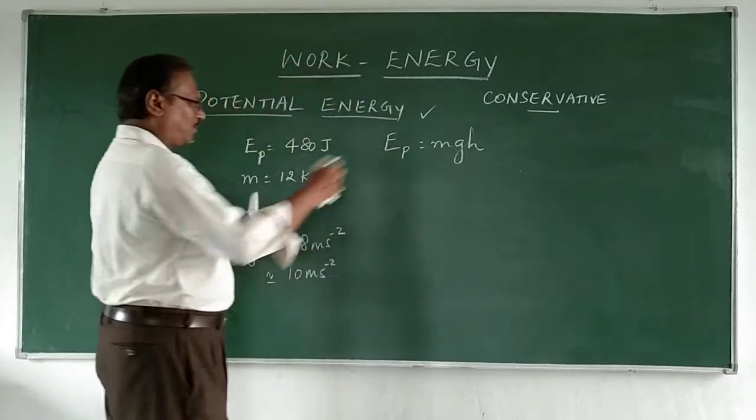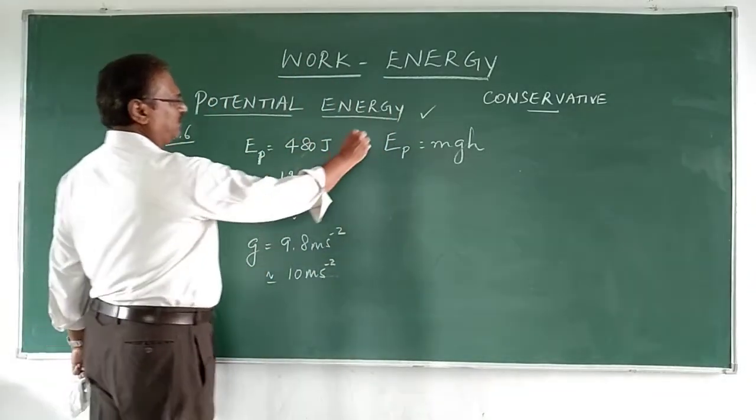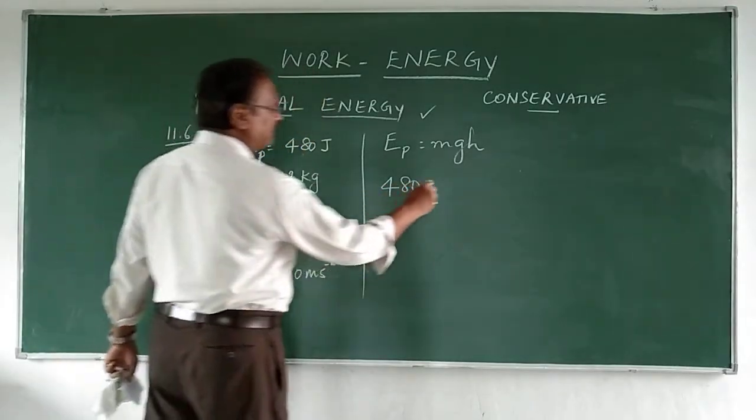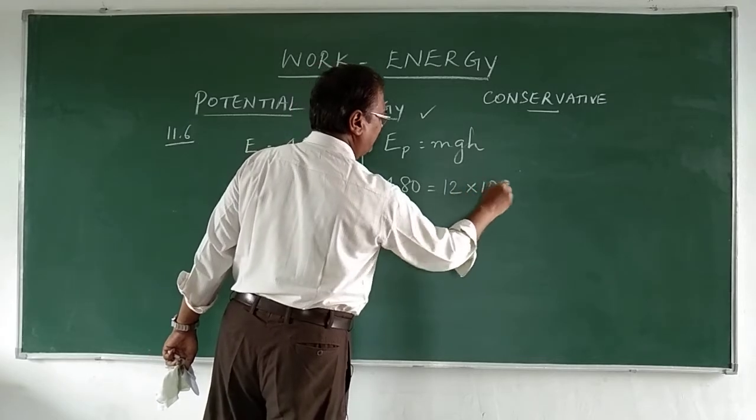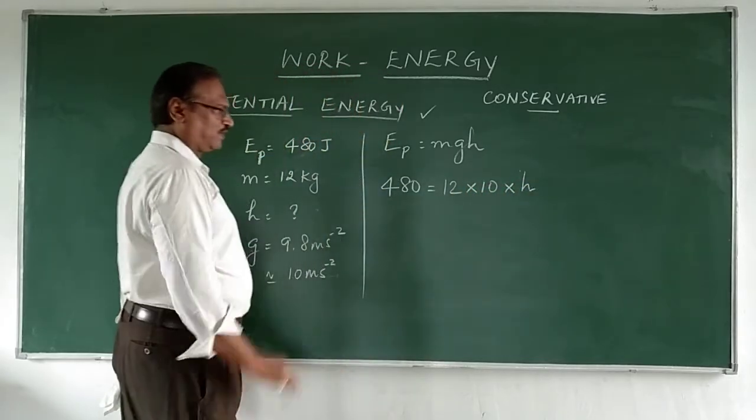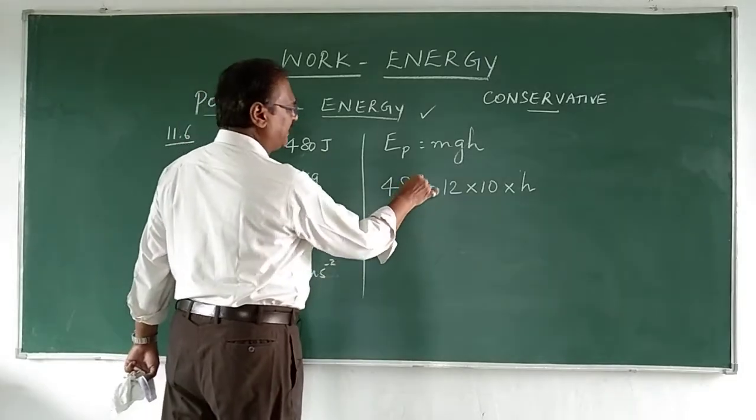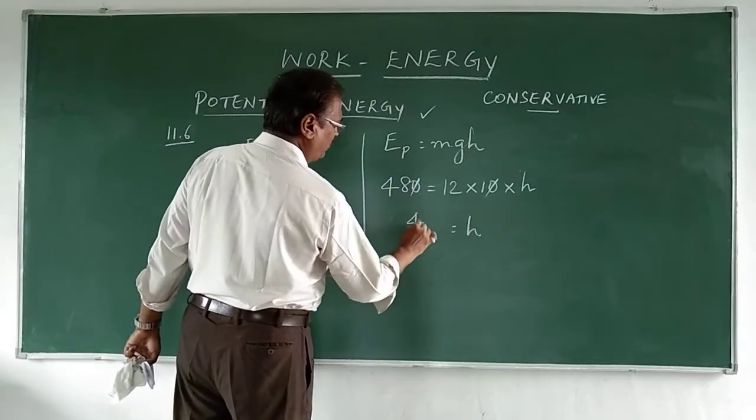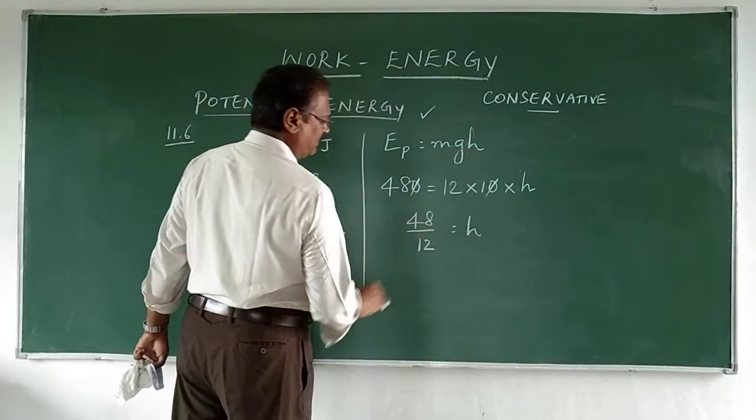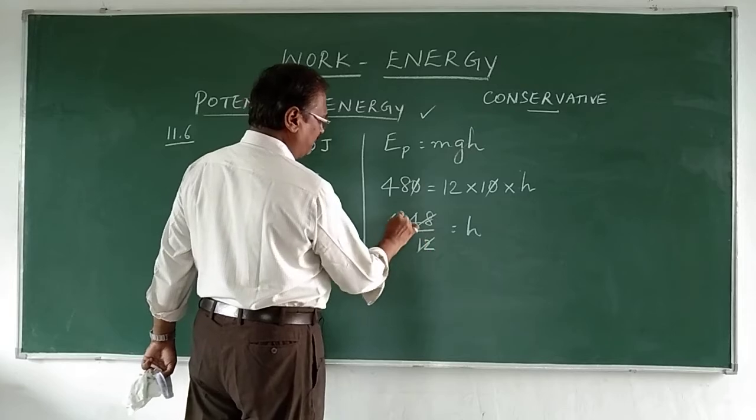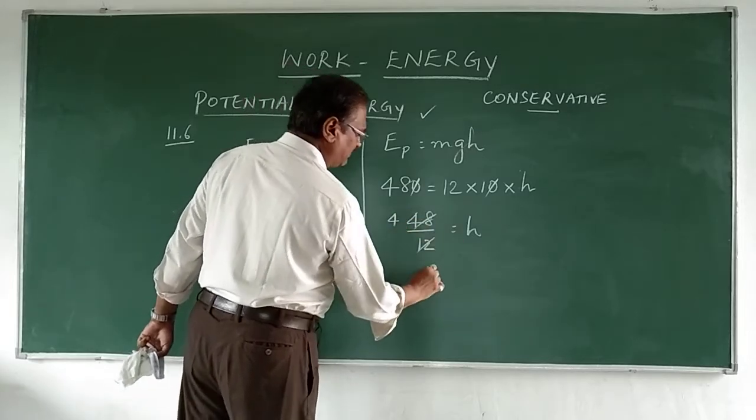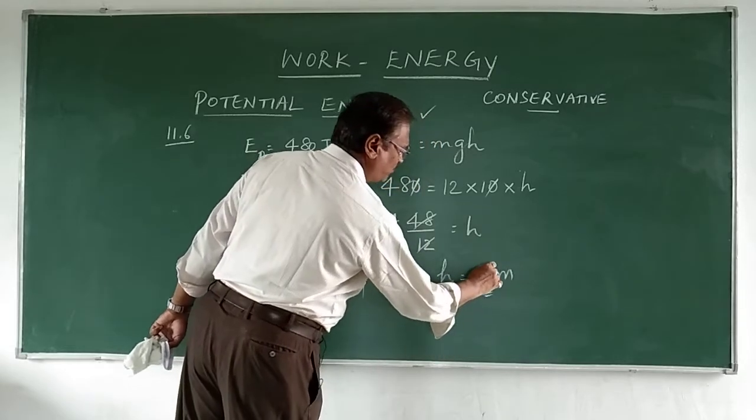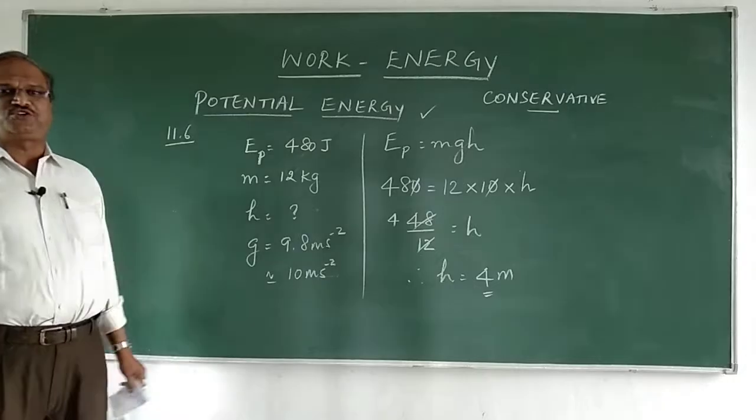Let us do the problem now. This energy is 480, that is equal to mass 12 into g 10 into height h. Yes, I do it in a simple way. I cancel this 0 and this 0. So I got h is equal to 48 divided by 12. That will go 4 times. So therefore, h is equal to 4 meter. You can see the textbook answer. The answer is 4 meter.